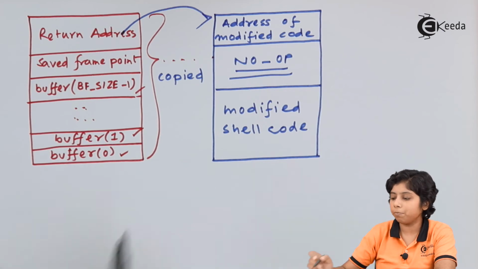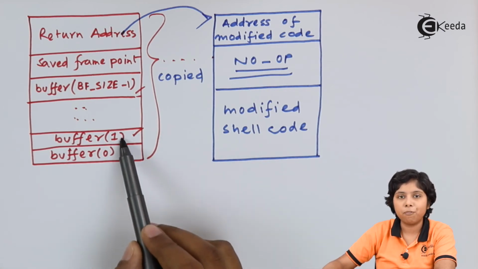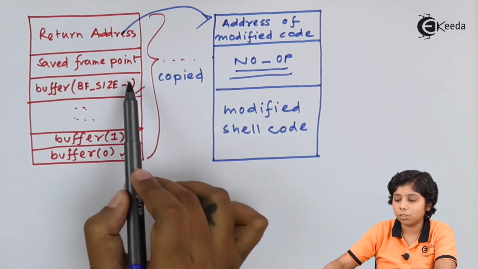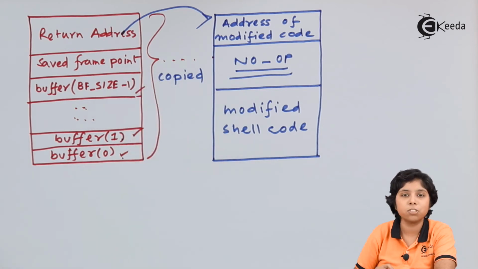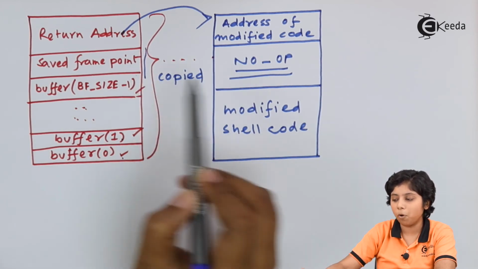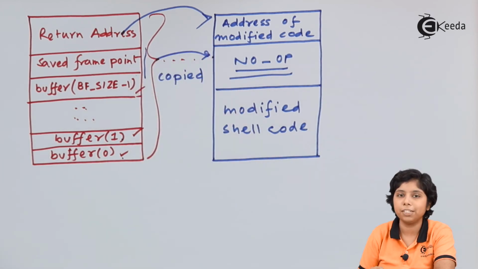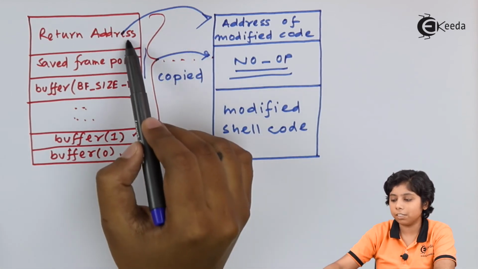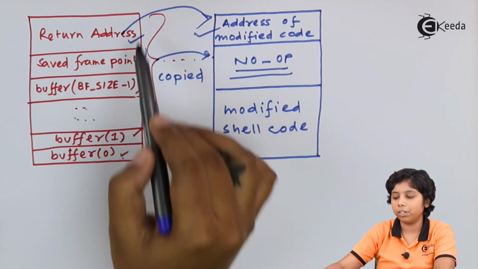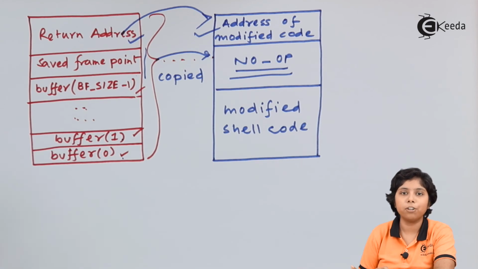At first it changes buffer 0 and buffer 1, which are garbage values that it has produced, until the buffer is overflowed. After the buffer is overflowed, in the frame pointer it has put this no operation that cannot be performed inside that stack. And while reaching the return address, it actually places the address of the modified code, which will get executed upon returning from the function.